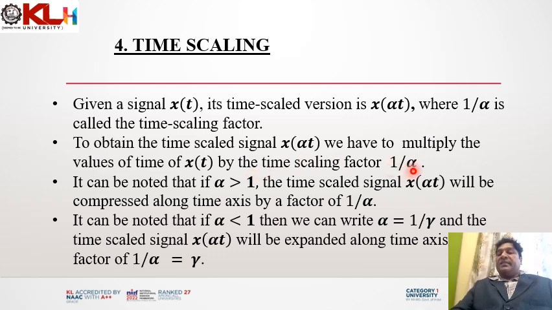So if you had the signal x of 2t, now you have to multiply the time values by 1 by 2. Therefore, the signal will be compressed. Now if we take alpha greater than 1, as just now described, the time scaled signal x of alpha t will be a compressed signal. Now if you are going to take alpha less than 1, then the signal will be expanded.